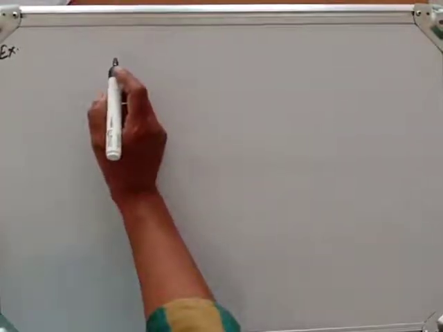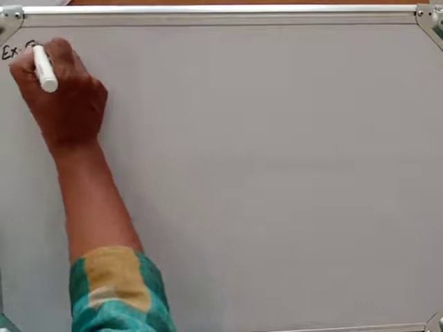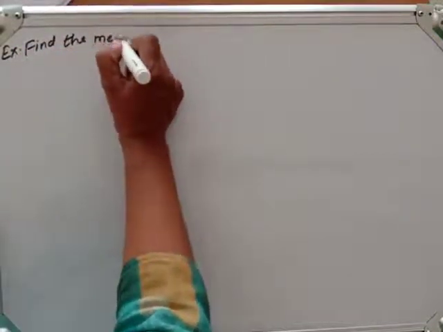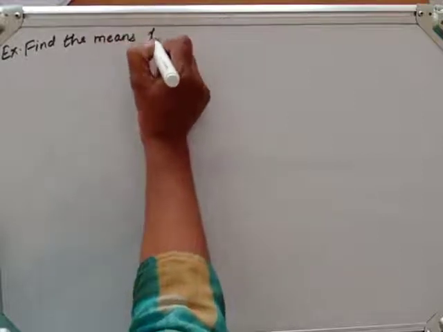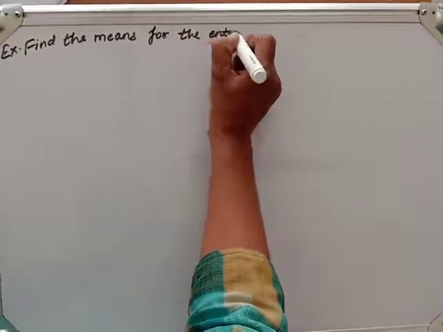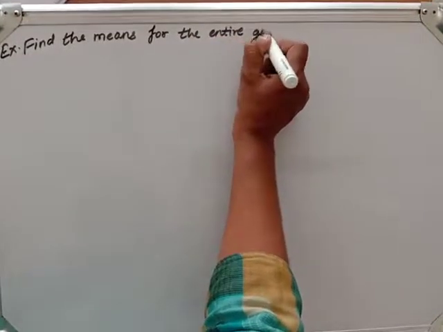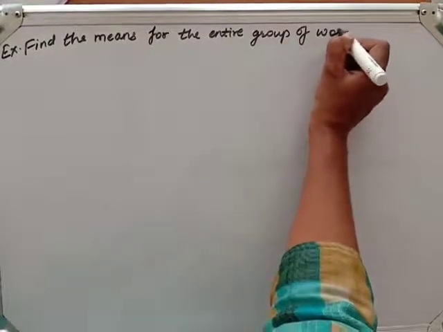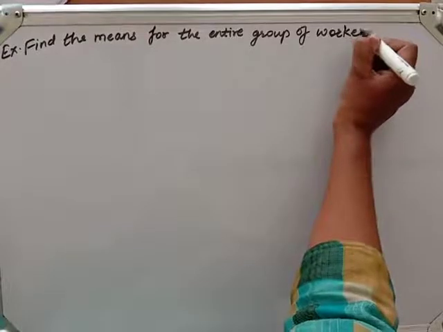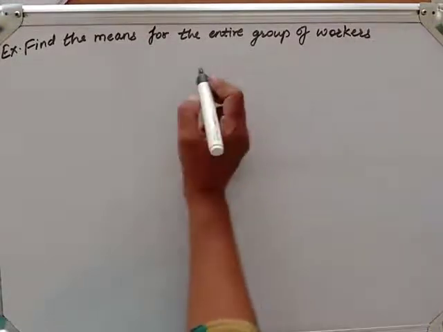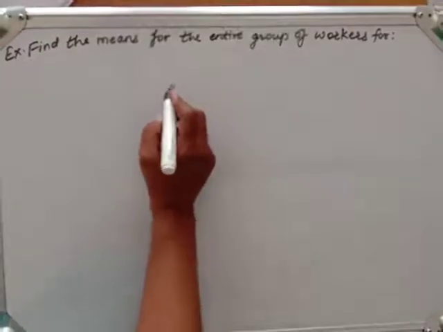Example: find the means for the entire group of workers. Find the mean of the entire group of workers. Now, what is the data?